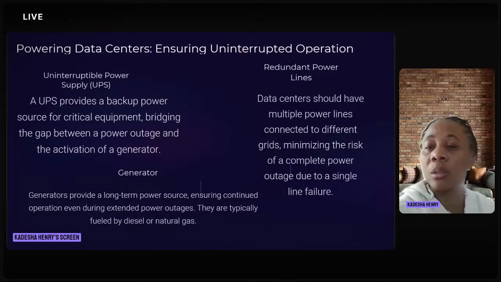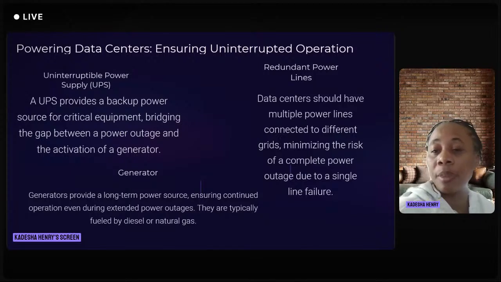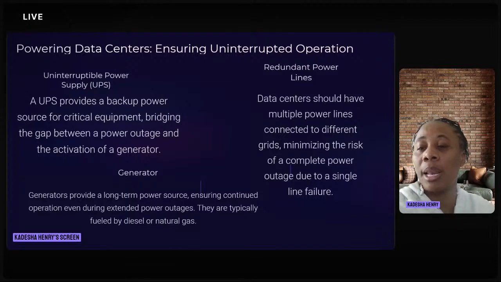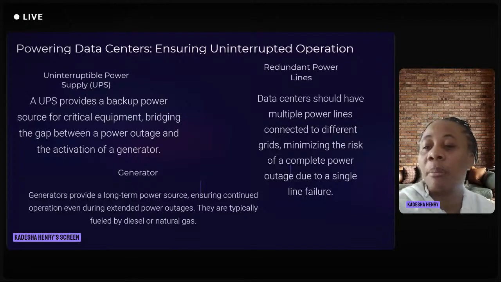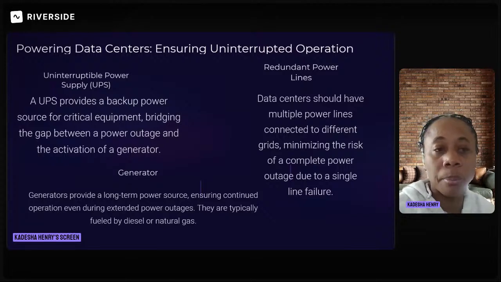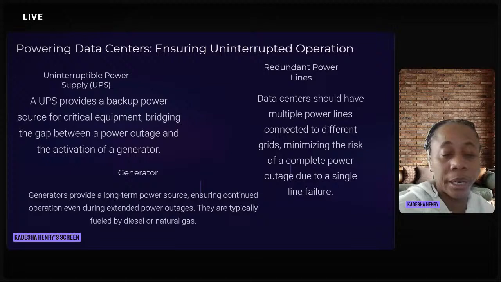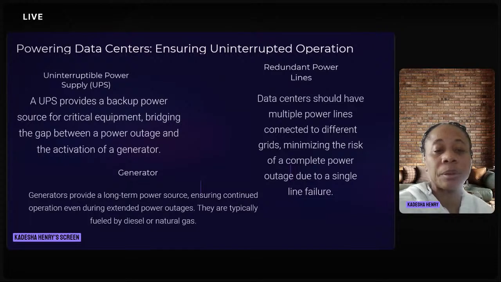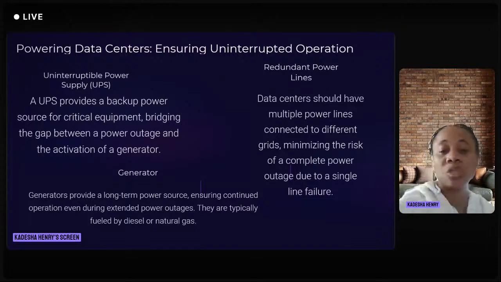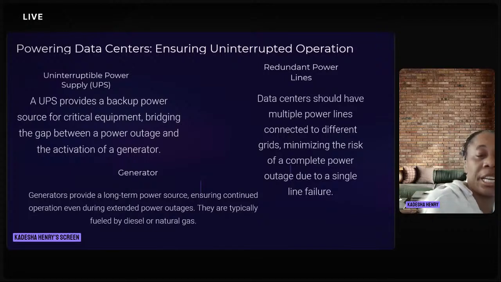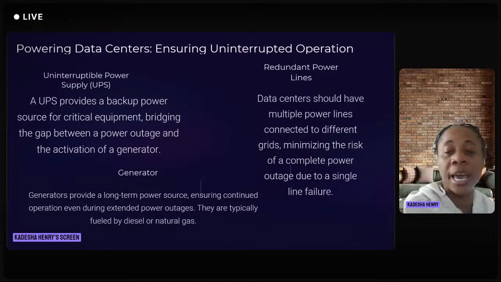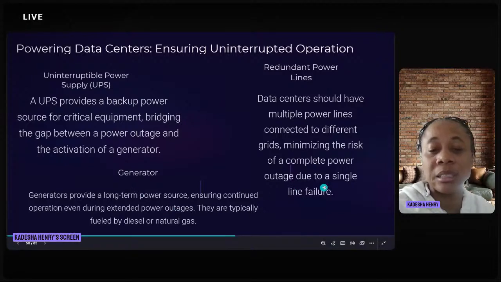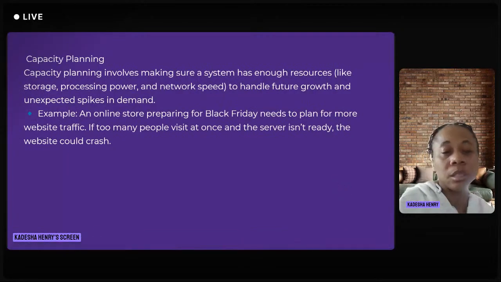And we said also it has redundant power lines. A data center should have multiple power lines connected to different grids, minimizing the risk of complete power outage due to a single line failure. We must also have a generator as a backup plan. A generator provides a long-term power source, and it ensures continued operation even during extended power outage. They are typically fueled by diesel or natural gas, just for information.